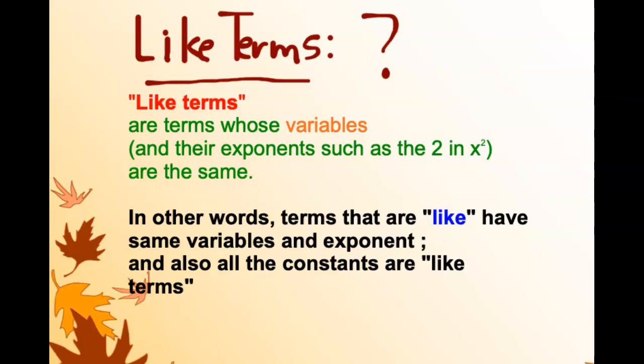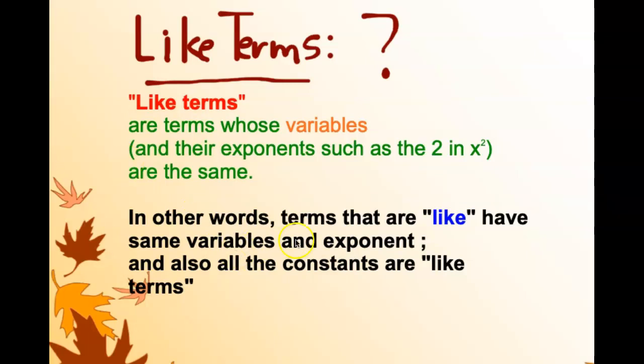Like terms are those variables with their exponents, such as the 2 in x squared, that are the same. Or we could just say like terms are terms where the variables and exponents are the same. So all the x together, all the y together, all the x squared together, all the y squared together, all the power of 3 together, but their variables and exponents must be the same.